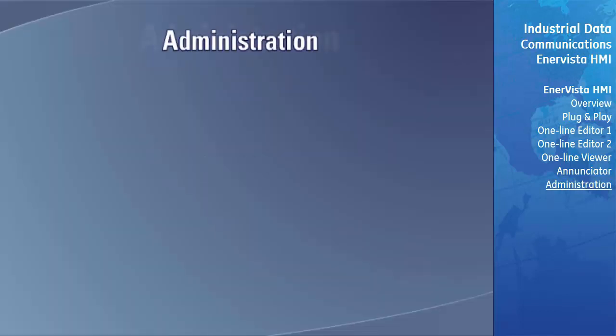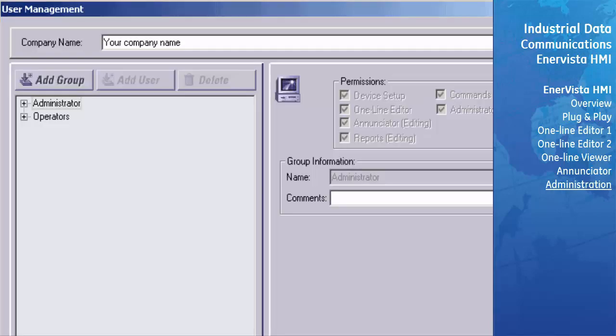The Administrator function allows us to enable security functionality for our HMI and create user accounts with various levels of security. Upon entering the User Administration tool, you will come across the following screen. This is the main setup screen in the Administration section.